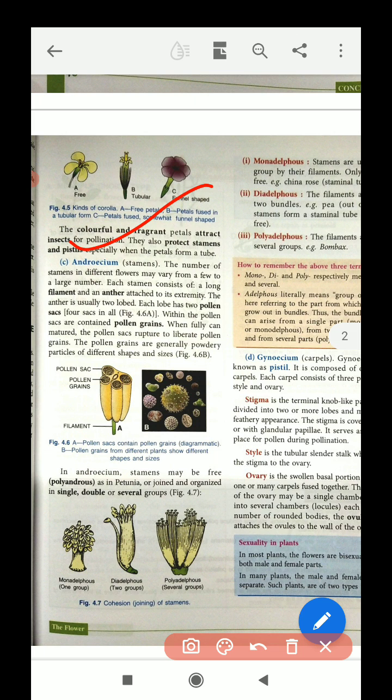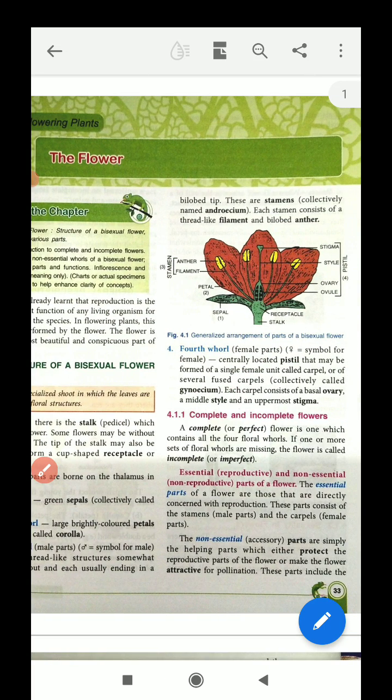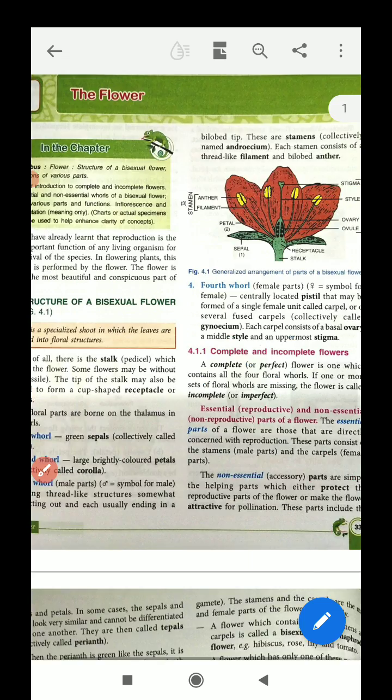Now students, come to the male part, stamens or androecium. There are two parts of the stamen. Once again, just remember: here you can see anther and filament. And the pistil has four parts: stigma, style, ovary, ovule. So here just check it.